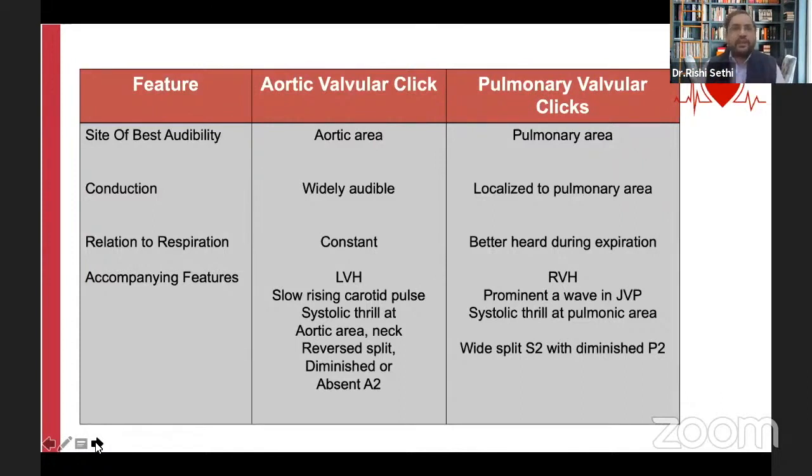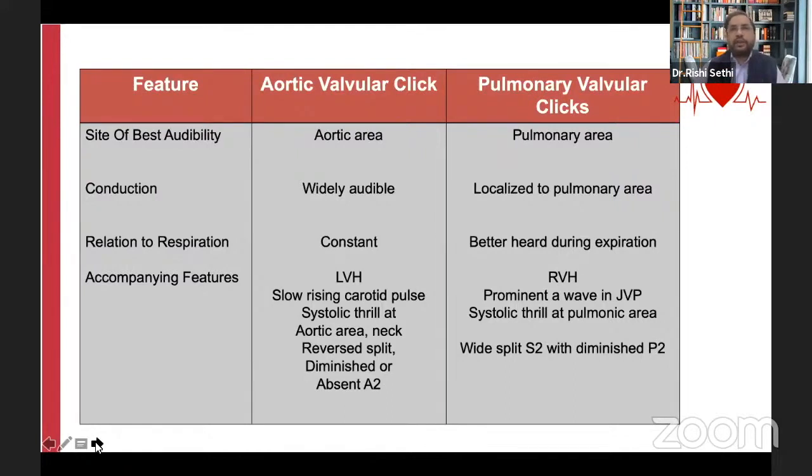While in the left side of the heart, no amount of respiration is good enough to overtake the pressure of the aorta, so the aortic valvular click will never be affected by inspiration and expiration. So if a valvular click is becoming softer during inspiration and louder during expiration, then it is definitely originating out of the pulmonary valve and not out of the aortic valve or any other place.